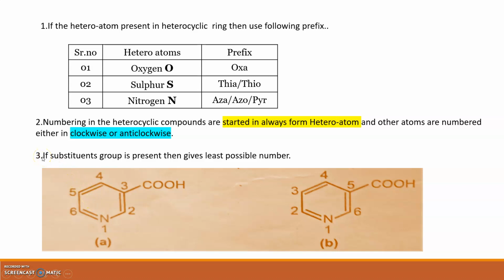Point number 3: if a substituent group is present, then give the least possible number to the substituent. Suppose there is a substituent on that ring, then you can number the structure with the lowest number to the substituent. For example, in structure A, we can number like this, then the substituent gets number 3, but in structure B, if the numbering is in the clockwise direction, the substituent gets number 5. So very important: if a substituent group is present, then give the least possible number. So these are the three nomenclature parameters.